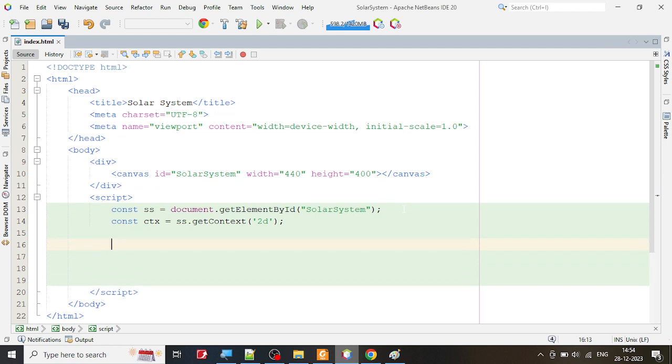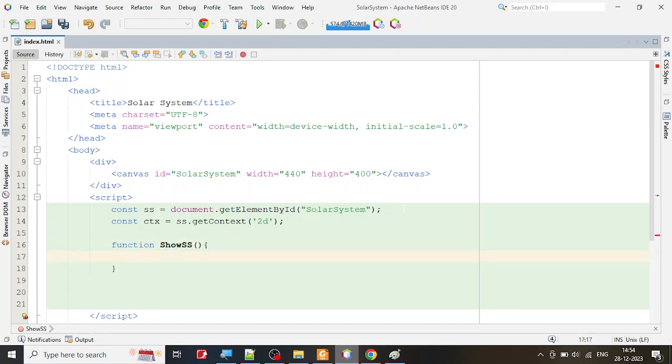Let me create a function. So how do you create a function? You are going to just say function, and let me call it showSS. You can give any name to that, but I'm going to just use showSS to say show the solar system. Let me make it small case, as per convention you just give small case to the function name.